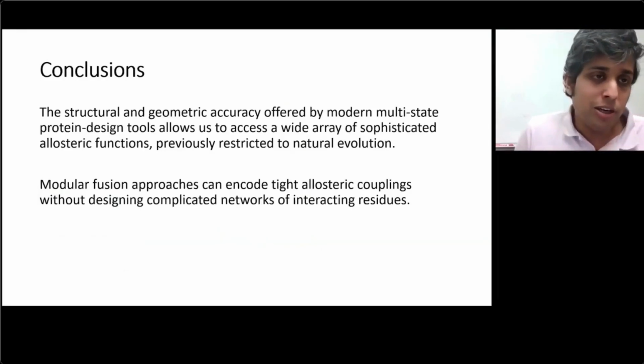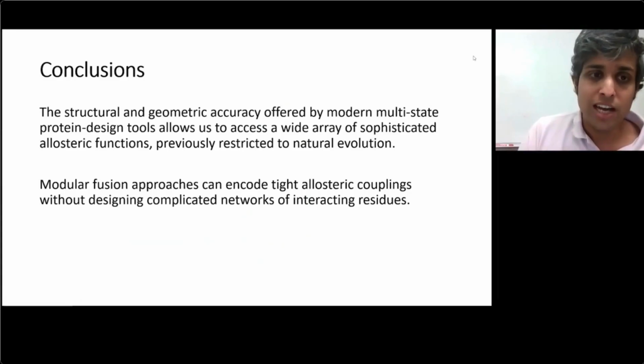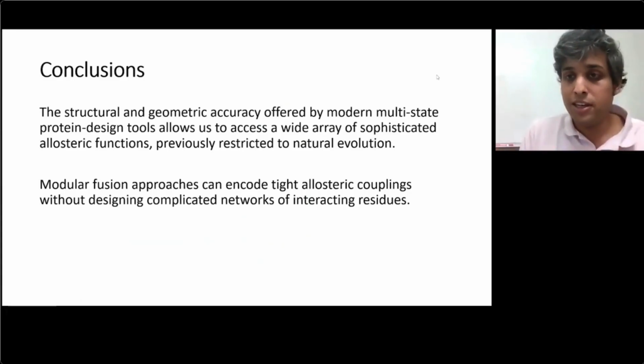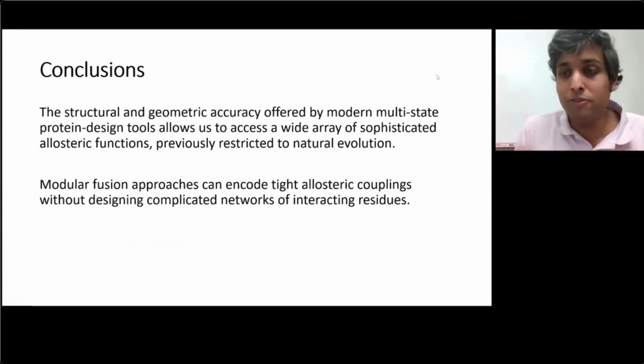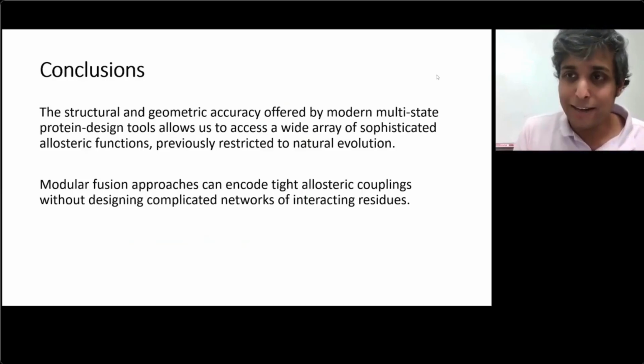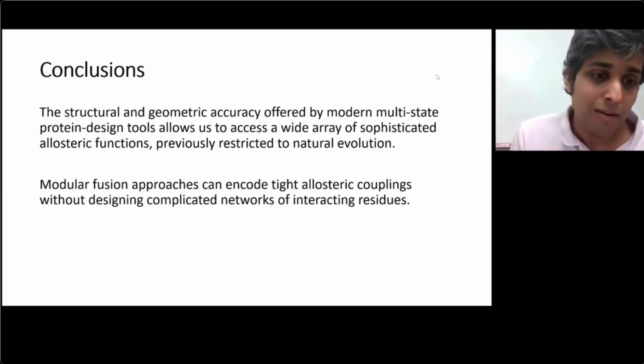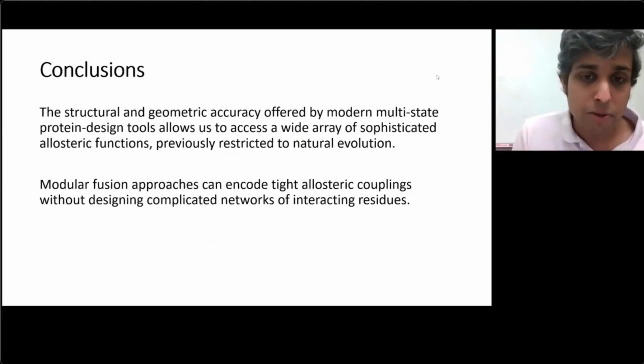To conclude, the structural and geometric accuracy afforded by modern protein design tools allows us to access a huge range of allosteric functions that were previously not accessible to protein design whatsoever. Thanks to the accuracy of sequence design and backbone design, there's all kinds of work, sensing and triggerable delivery devices, that hopefully we can build over the coming years, because these kinds of smart medicines are going to be a major factor in new kinds of therapeutics.